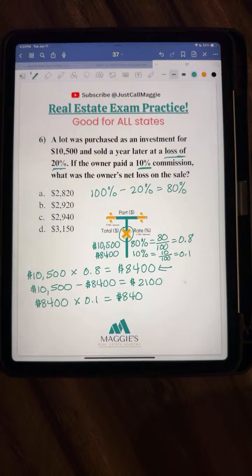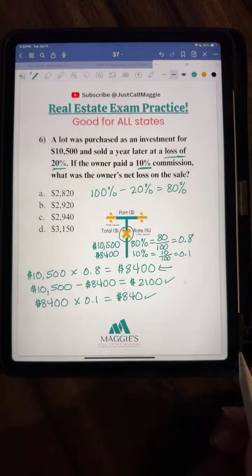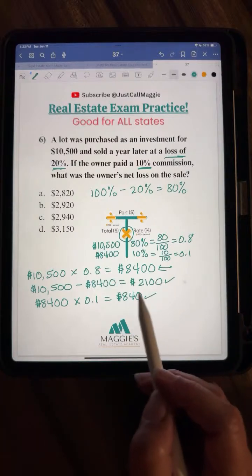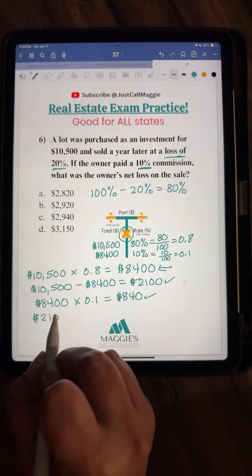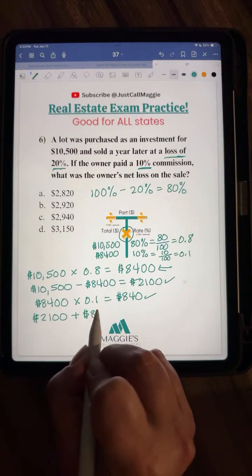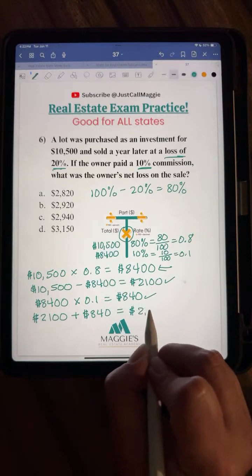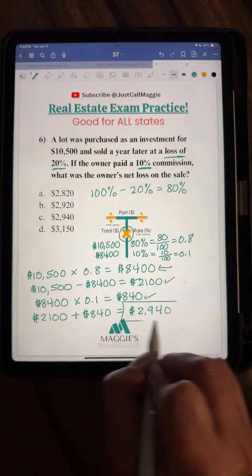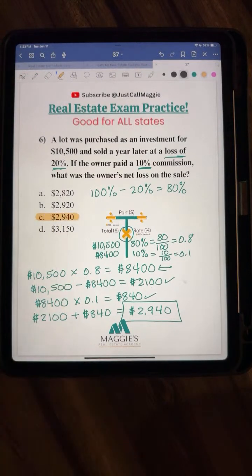So now that we have that information, this is out of the seller's pocket, and this is out of the seller's pocket too. So what was his net loss? We're just going to add these two figures. $2,100 plus $840 is going to leave us a net loss for the seller of $2,940. So the answer here is C. That one was definitely a difficult question, but that is the seller's net loss. Let me know if you have questions on this.